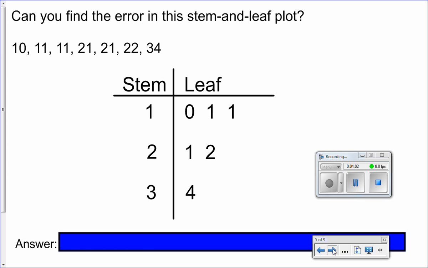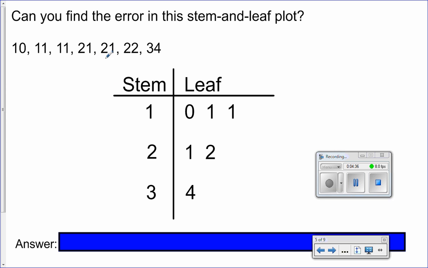Now, can you find the error in this stem and leaf plot? This can happen sometimes. You take a look at the list of numbers and you look at the plot, and it's very important to look one number at a time. And so far it appears that we've recorded all of the numbers that are between 10 and 19. But then when we look at stem 2, here's where we see the mistake.